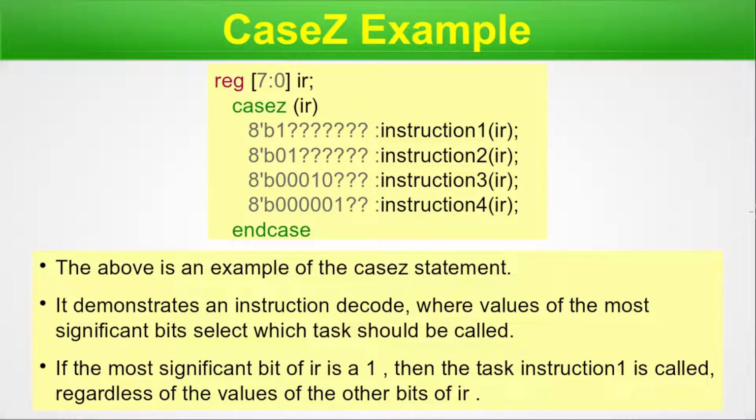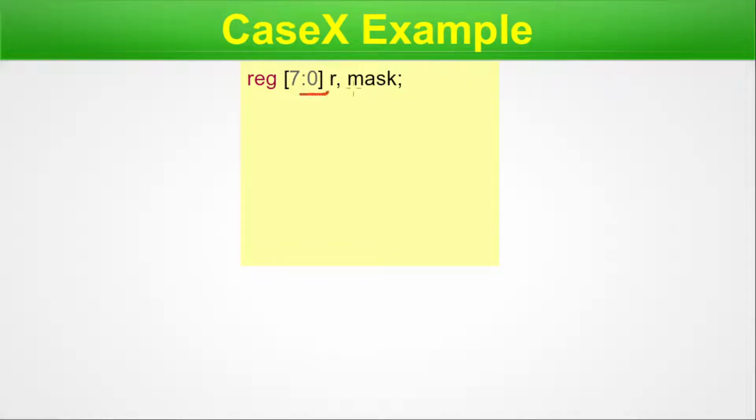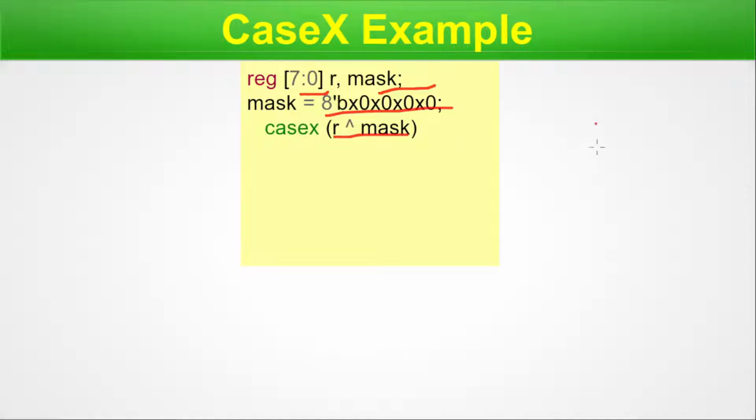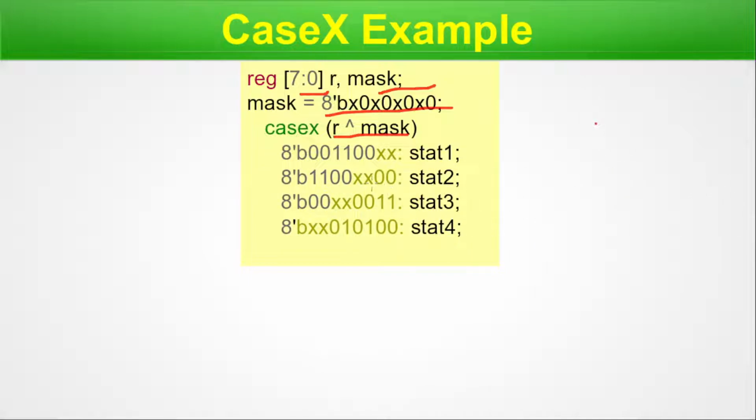Let's move on to the case X example. Here we are in the slide of the case X example. Here we start our code with the reg, and this is 7 down to 0 R, and there is a mask. And we define a mask as this one, and we have case R XOR mask. So this is an expression R XOR mask, and we have this kind of lookup table here. You can see these bits are constant and these bits are constant. And these 2 bits are don't cares, and they are specified with X because here we are dealing with case X. We end the case with the end case statement, and you can see how we can write a don't care condition in the case X.